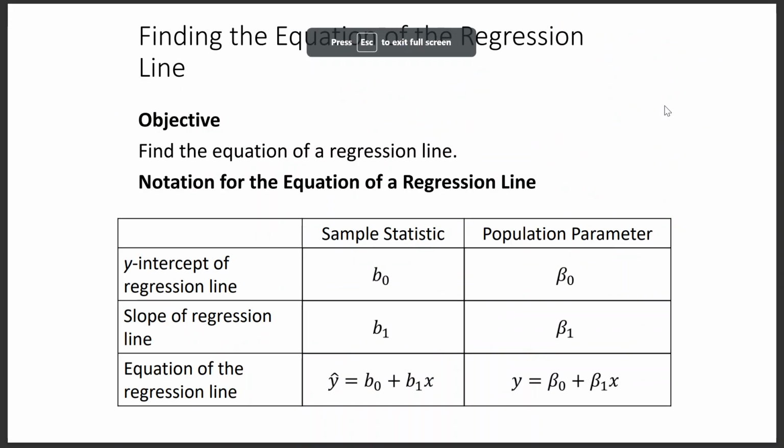And a couple of symbols you have to be familiar with. If you are using a sample, these are the notations. Here b0 represents the y-intercept of the line, and b1 represents the slope. Slope means rate of change, how the line is changing, and the y-intercept means the point where the line intersects the axis. This column is for the sample, and this column is for the whole population.